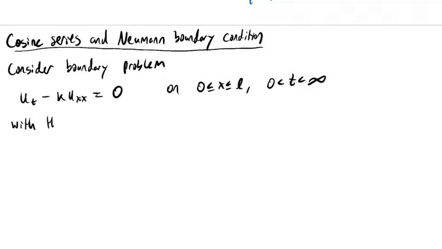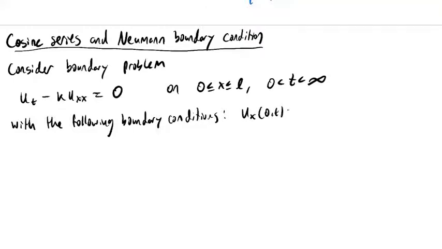with the following boundary conditions. So we're not going to assume that the solution is 0 at the boundary, but we're going to assume that the first x derivative is 0 at the boundary. So this is equal to 0, and the x derivative at L for all time is equal to 0. Okay. And so this is something that's called the Neumann boundary condition, named after the mathematician Neumann.